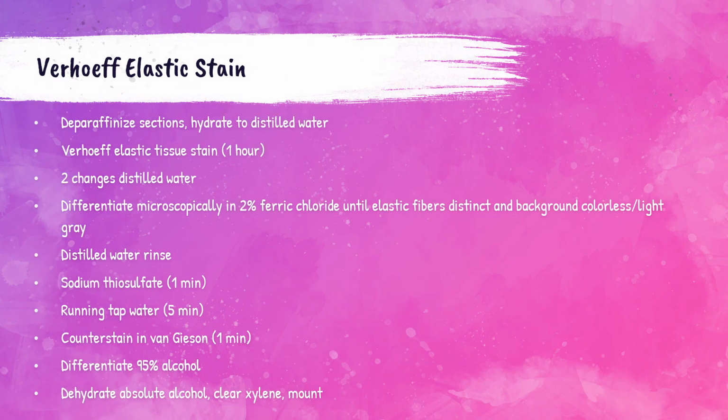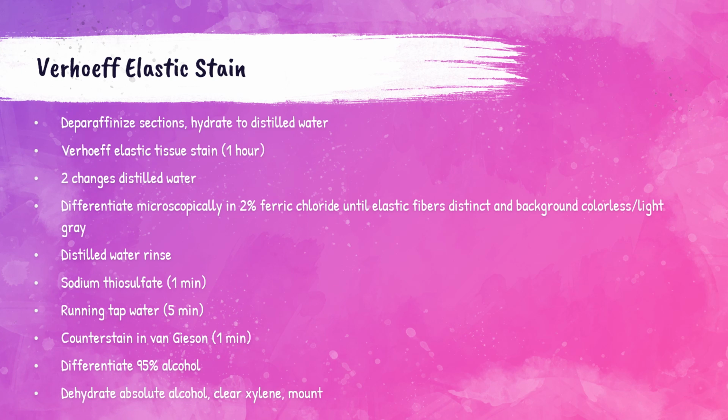To perform the Verhoeff elastic stain, deparaffinize the sections and hydrate to distilled water. The tissue section should be placed in Verhoeff elastic tissue stain for 1 hour. Then they should be washed in 2 changes of distilled water. The tissue should be differentiated microscopically in 2% ferric chloride until the elastic fibers are distinct and the background is colorless to light gray in color. If they are differentiated too far, the tissue should be restained.